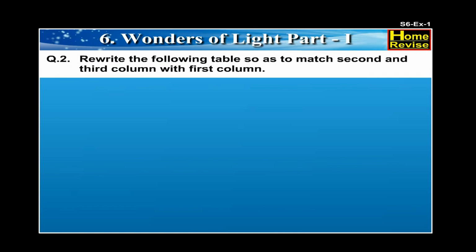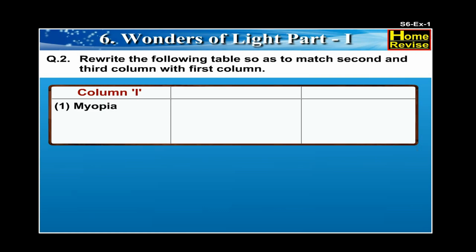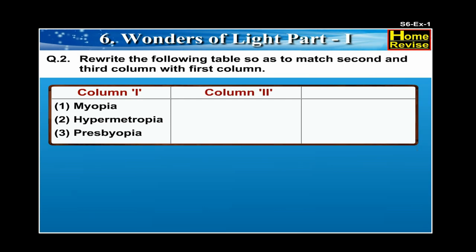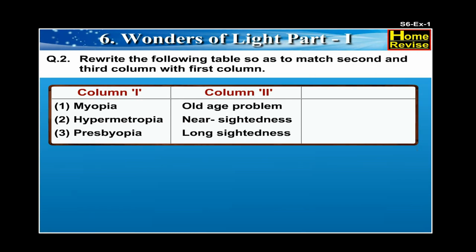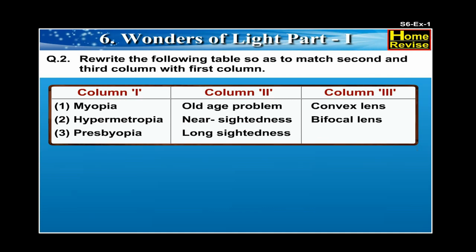Question 2. Rewrite the following table so as to match second and third column with the first column. Column 1. Myopia, hypermetropia, presbyopia. Column 2. Old age problem, nearsightedness, long-sightedness. Column 3. Convex lens, bifocal lens, concave lens.